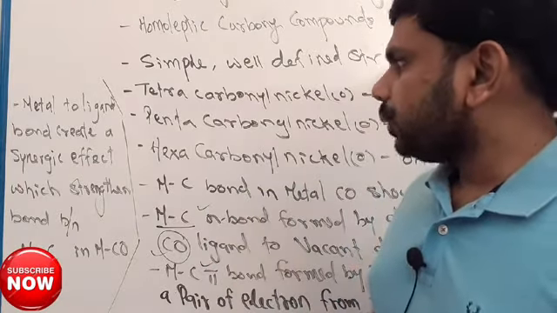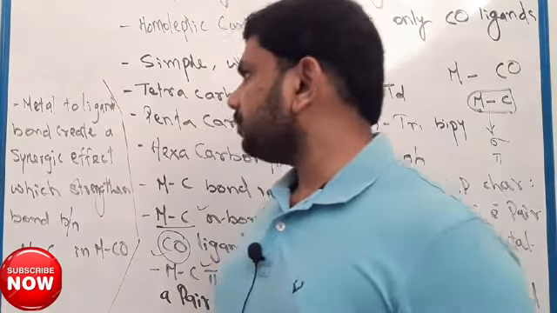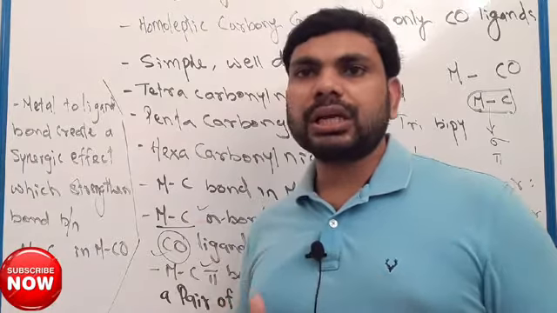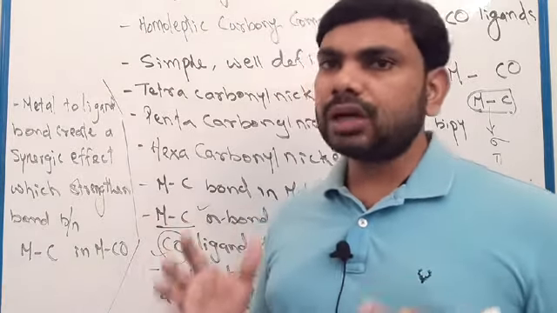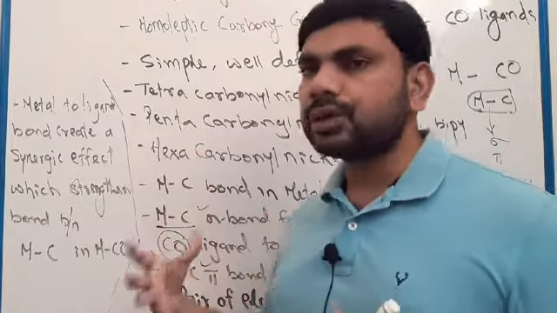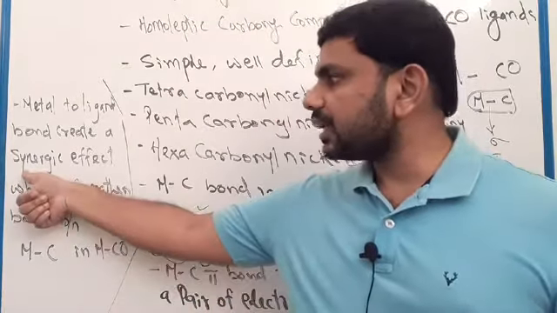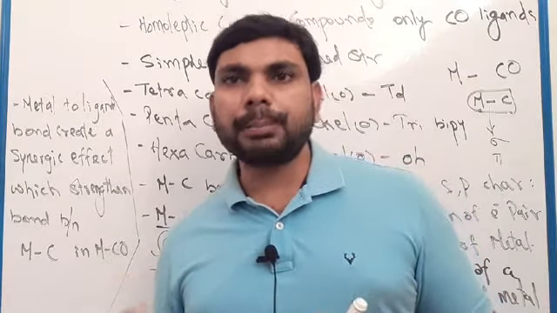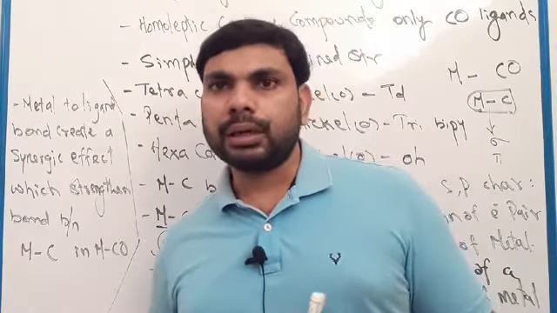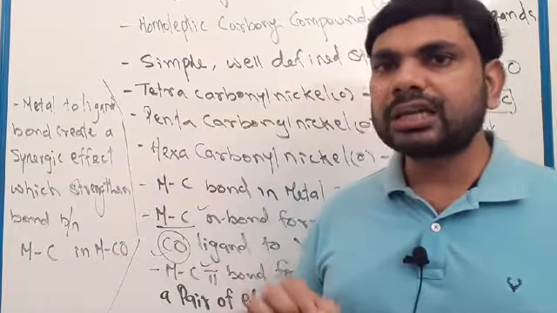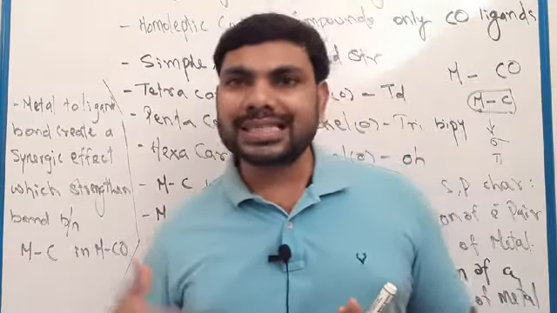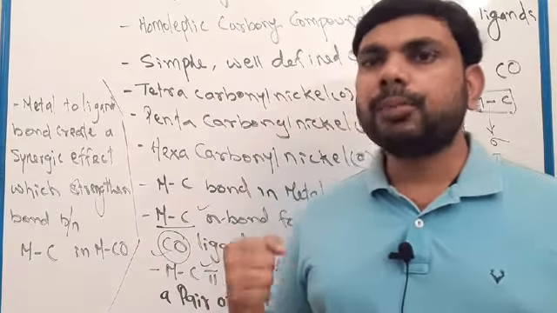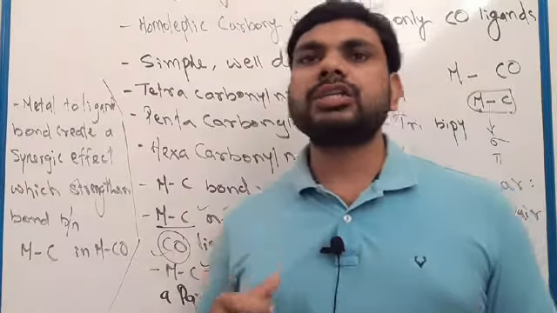Okay, so these are the things we discussed here. Another thing we have to discuss here is metal to ligand bonding, the bond between metal and carbonyl group. This bond between metal and carbonyl group produces a synergic effect. This synergic effect strengthens the bond between metal and carbonyl group. Clear? This synergic effect helps to strengthen the bond between the central metal atom and carbonyl group.